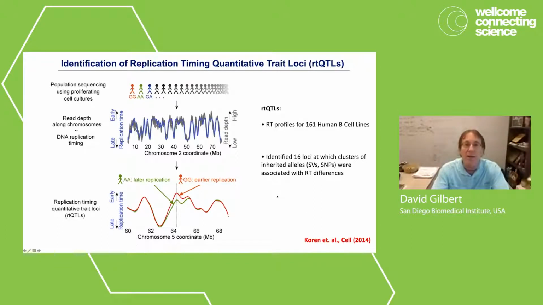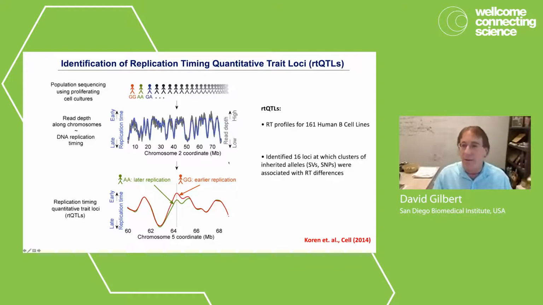Now, I should mention that Anand Koren, who's now been at Cornell for quite a few years, is taking a different approach to identify what he calls replication timing QTLs, or RT-QTLs. And so what he does is, when he gets a cohort of individuals that are deeply sequenced and phased, he can create replication timing profiles by just looking at the read depth, because early replicating sequences are at higher density than late replicating sequences in a given exponentially growing population. They have to be, of course, proliferating cells.